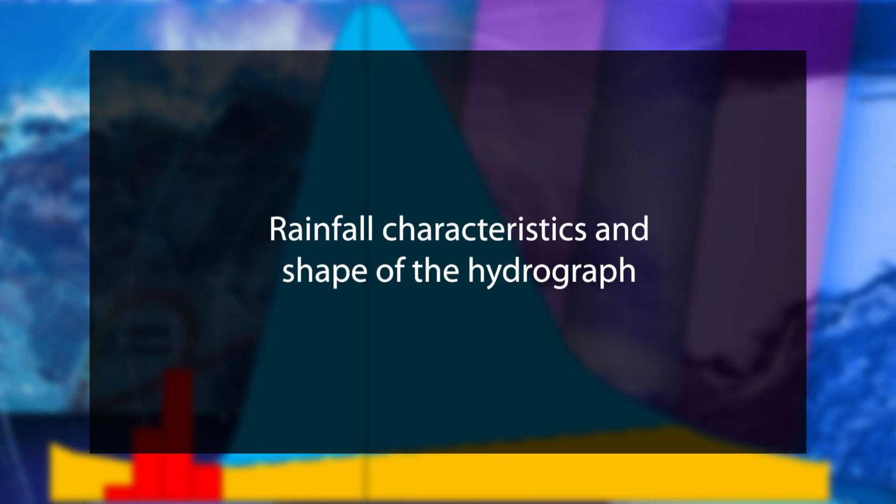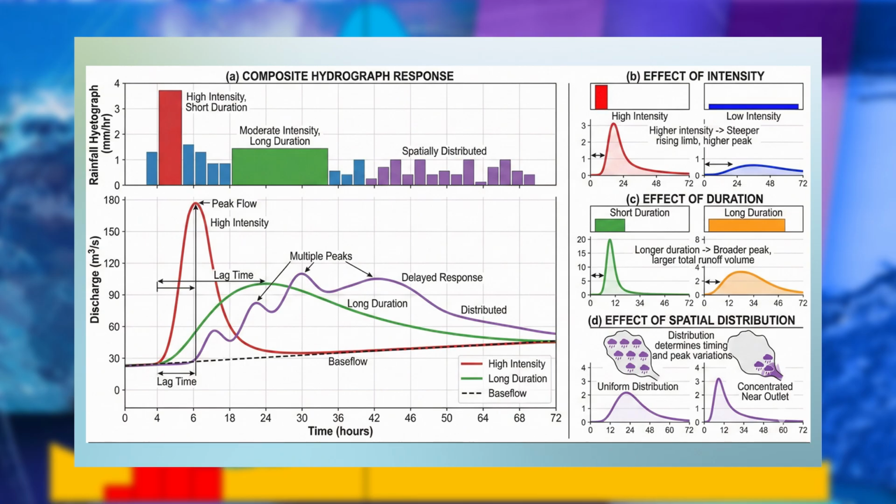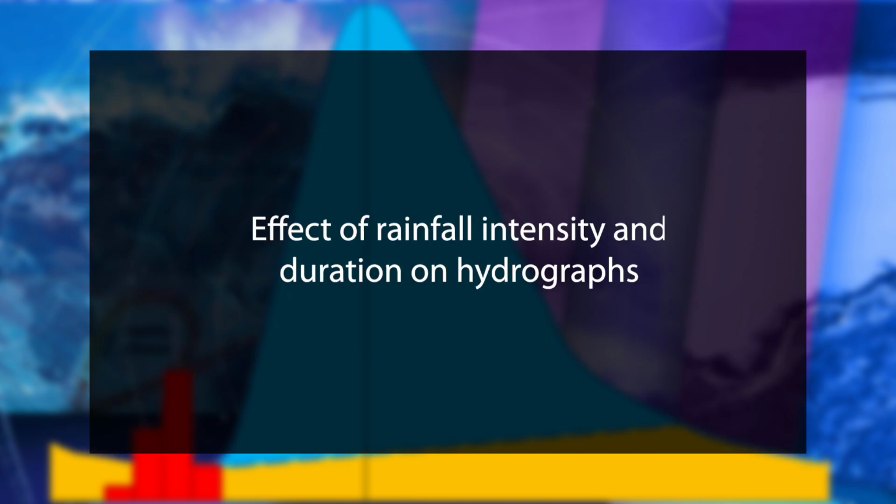Now, rainfall characteristics and shape of hydrograph. Let us elaborate this. Rainfall characteristics play a key role in shaping the runoff hydrograph, which shows how water flows from a catchment area in response to precipitation events. Intensity and duration together control the buildup and decline of stream flow, while spatial distribution determines timing and peak variation. First, let us analyze the effect of rainfall intensity and duration on hydrograph.